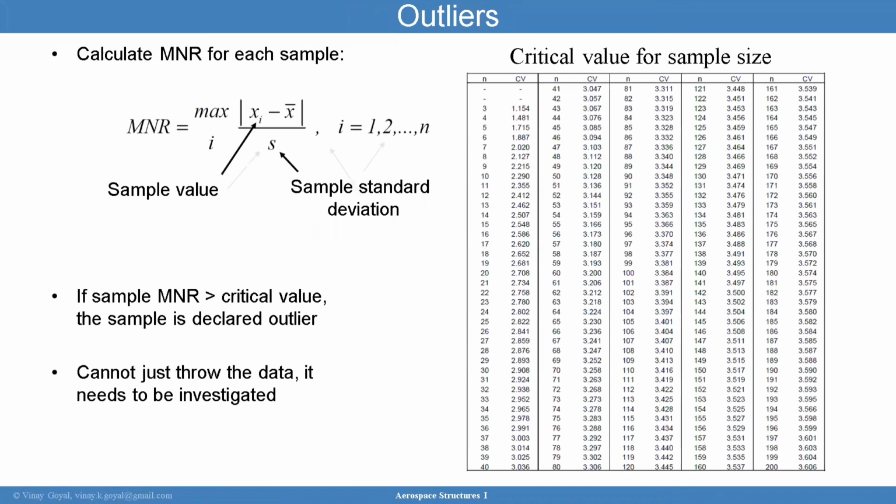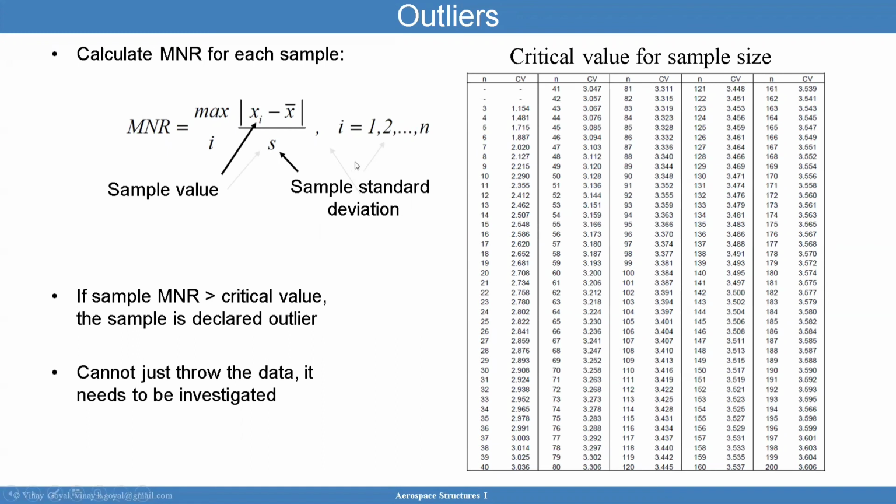So how do you do that? Say you have a set of samples, Xi, and X bar is the average of all the test data, and S is the sample standard deviation. Then you need to check whether MNR is greater than the critical value. If MNR is greater than the critical value, you may declare it an outlier, but you cannot just throw it away. You have to have the evidence that that's the case.